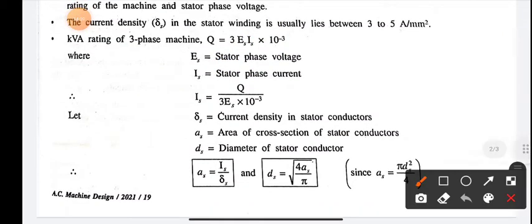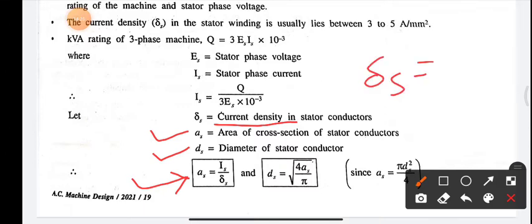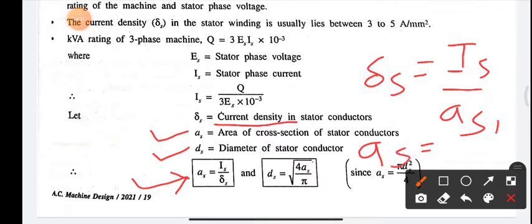Where delta is our current density, AS is the area of the cross section of the stator conductors, and DS is the diameter of the stator conductor. Now this is the formula of current density. So as I said, current density is given by IS upon AS. What we are trying to find over here is the cross sectional area, so we will take AS on the other side and get IS upon delta S, right? So this is the cross sectional area of the stator conductor which we want to find. So we are getting the equation directly.